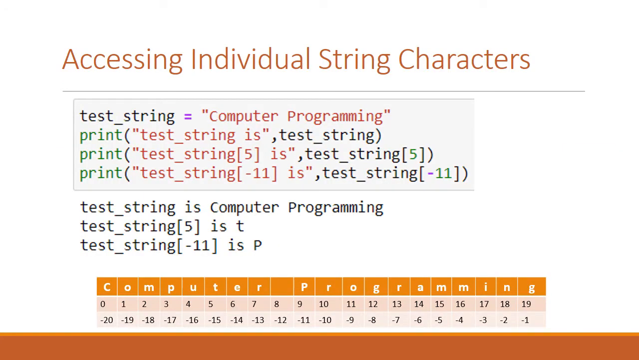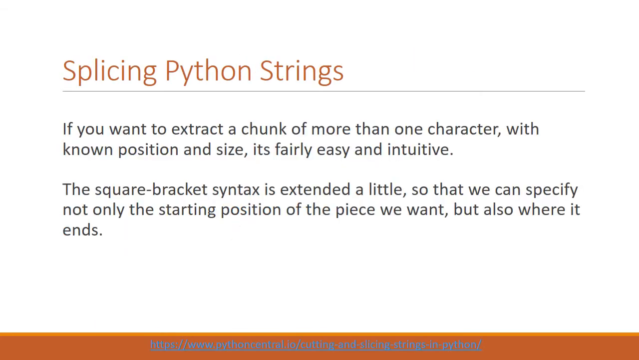Here's a Python segment of code that will assign test string computer programming, and then it'll print out the character that is stored at position 5 and the character that's stored in position -11. If you want to extract a chunk of more than one character with known positions and size, it's fairly easy and intuitive. The square bracket syntax is extended a little so that we can specify not only the starting position of the piece we want, but also the ending position.